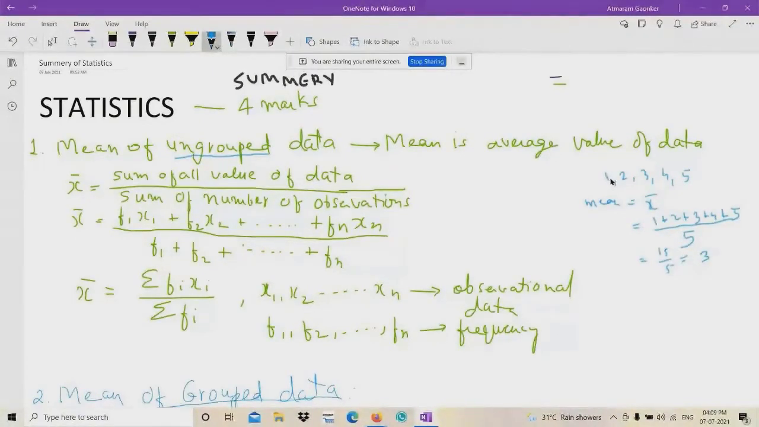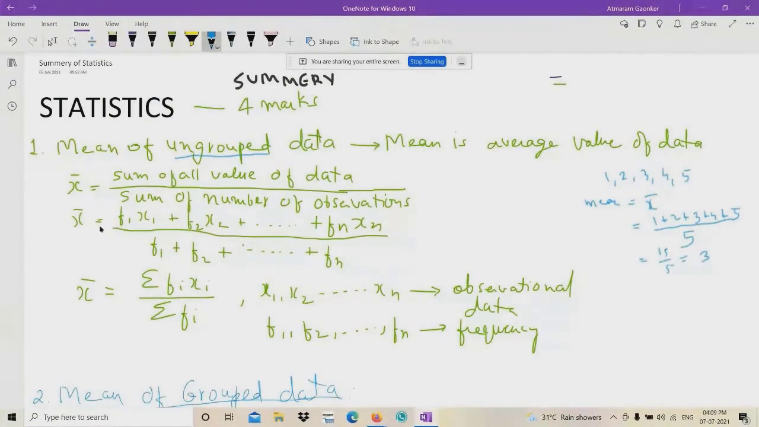And this is ungrouped data. You will understand what grouped data is after discussing it, but right now you understand that this is ungrouped data. So the general formula for the mean of ungrouped data is the sum of all values of data. See here, I have 5 values of the data. You have made a sum of this. So the numerator is the sum of all values of data, divided by the number of observations. You see here, the number of observations was 5. So I had divided it by 5.